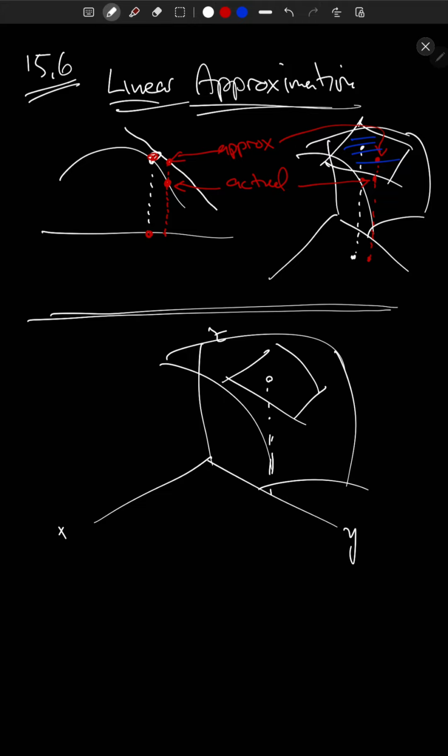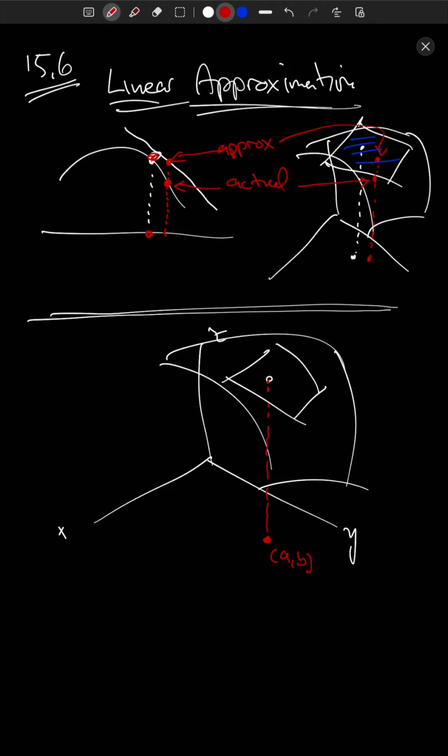This is looking a little messy already. Here's our point of interest. There's the value of interest. Let's say our point of interest is (a, b). And again, the entire point here is we can compute f at (a, b). We can compute the partial derivatives of f at (a, b).